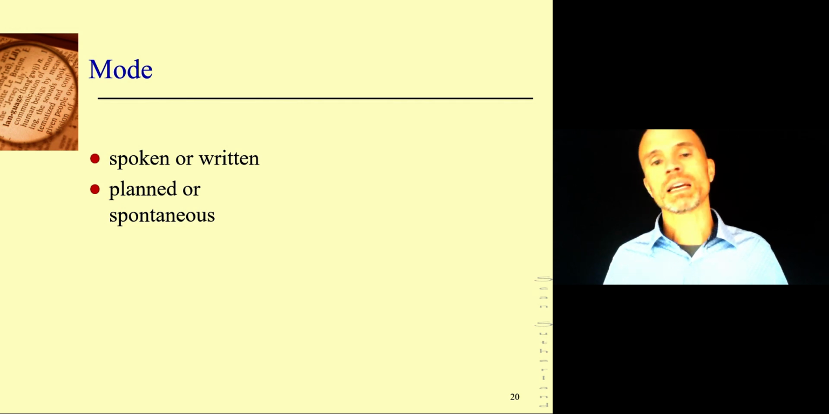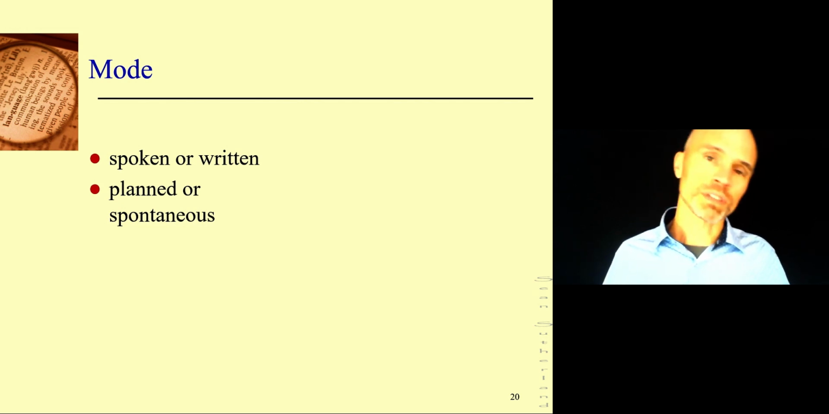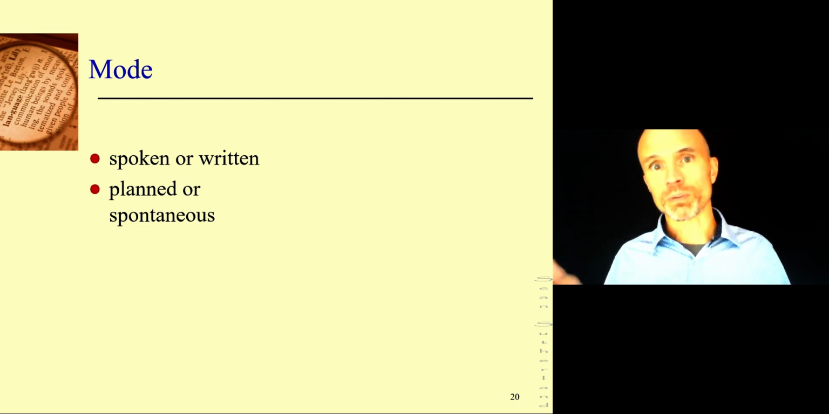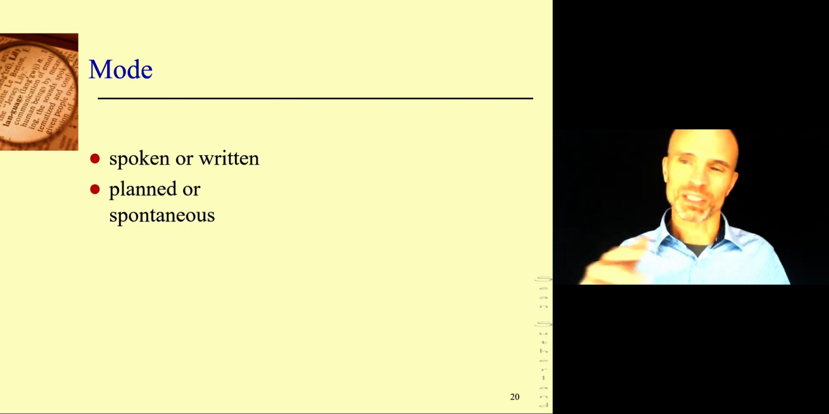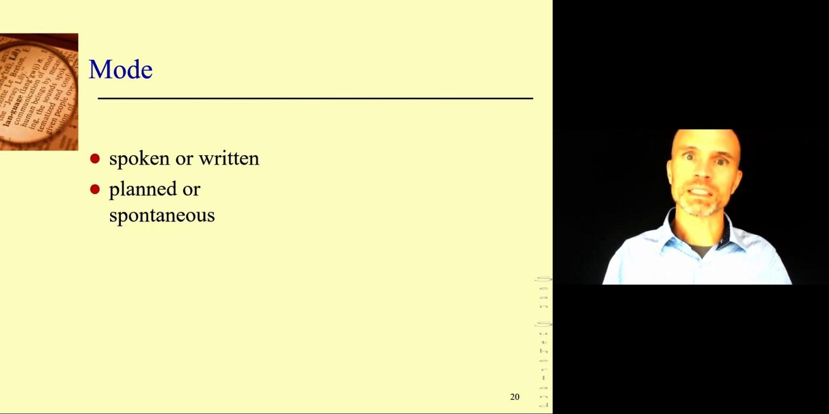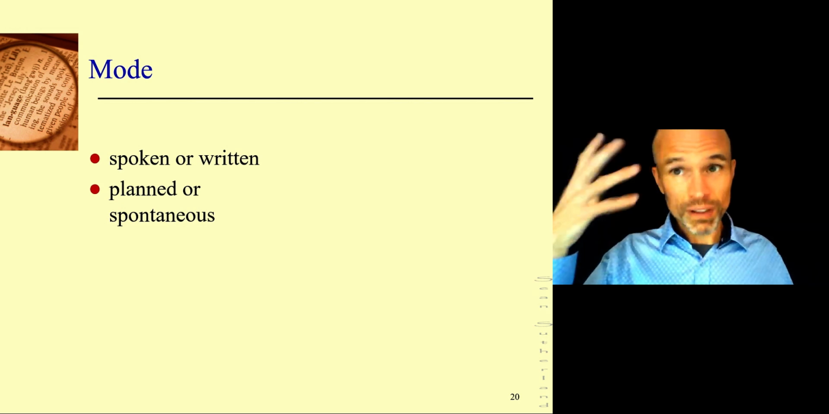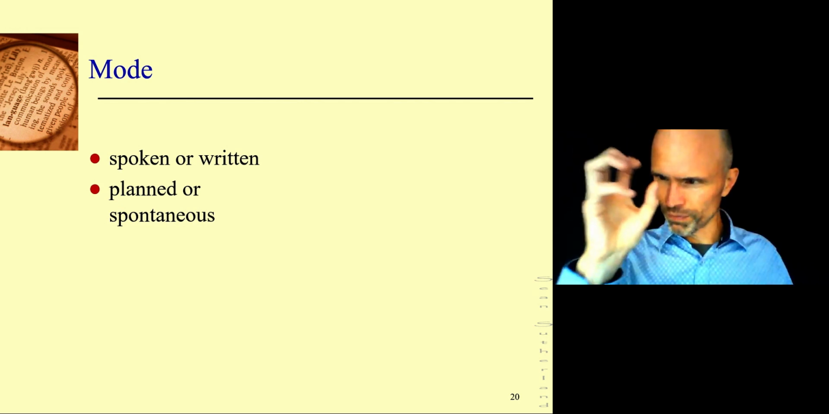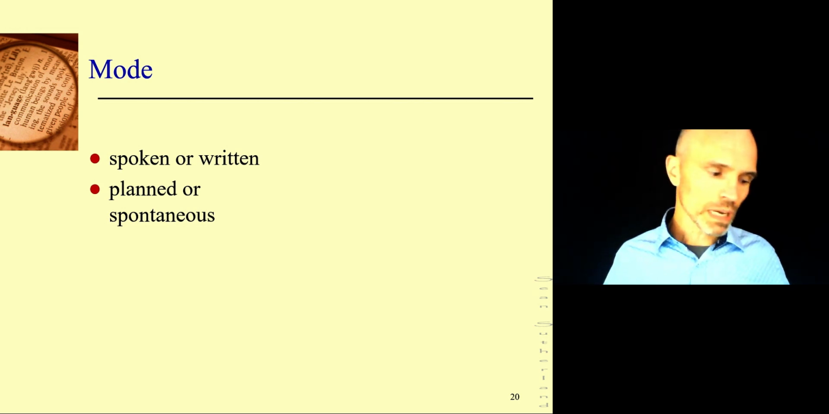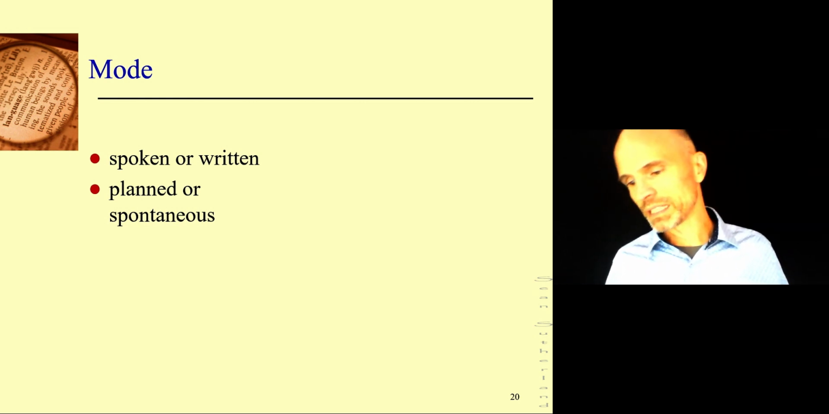We have spoken or written language as the first consideration, and it's often useful to think about mode as planned or spontaneous. It tends to be that written language is more planned. We take our time writing our essays, our books, even our emails, even our texts, right? A text message takes longer to write than it does to say that thing. Spoken language tends to be more spontaneous. You say things quite quickly as the thoughts coalesce and firm up, formalize in your head, and then you speak spontaneously. More formal language tends to be planned, less formal language tends to be spontaneous.